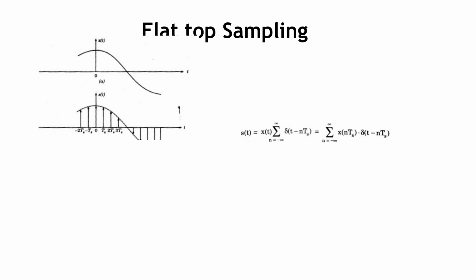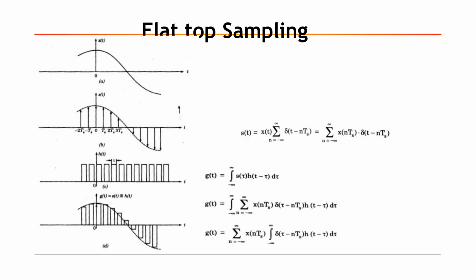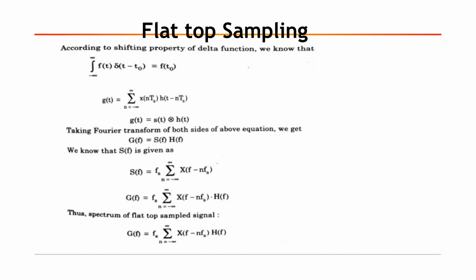The sampled signal s(t) is defined by the impulse train. The output g(t) is the convolution of s(t) and the pulse shape h(t). Using the shifting property of the delta function and the convolution theorem, we derive the frequency spectrum G(f) of the flat-top sampled signal. G(f) is the product of the spectrum of the ideally sampled signal S(f) and the Fourier transform of the rectangular pulse H(f).